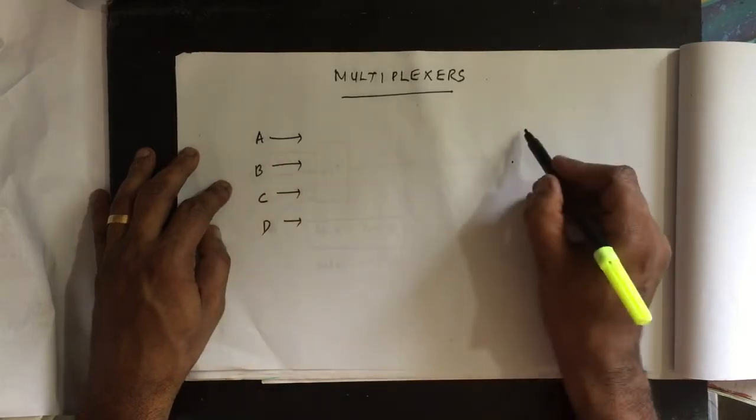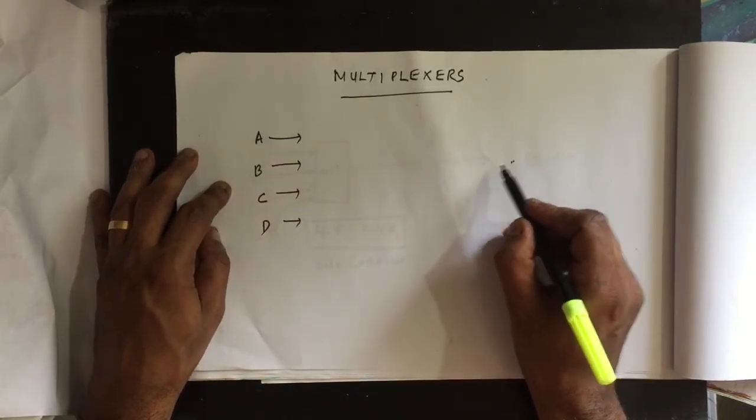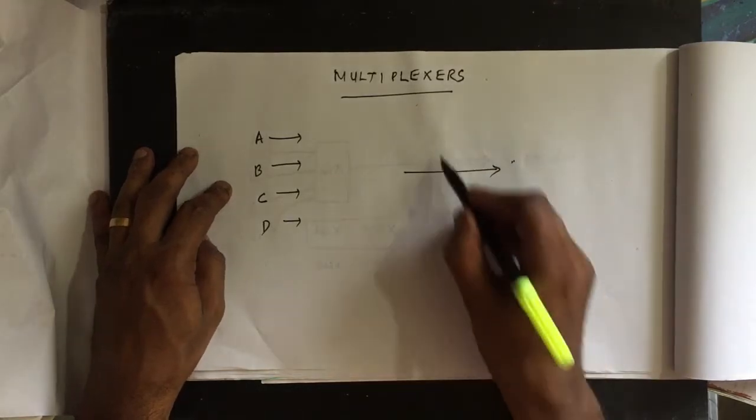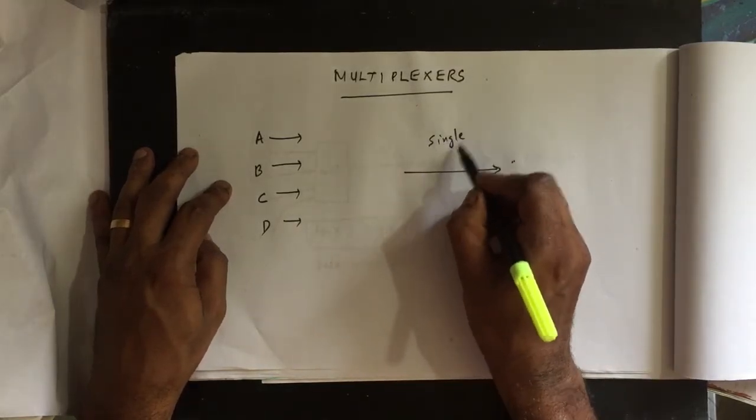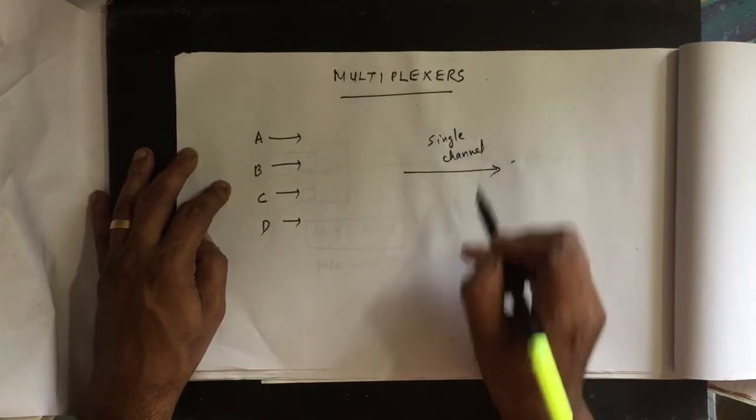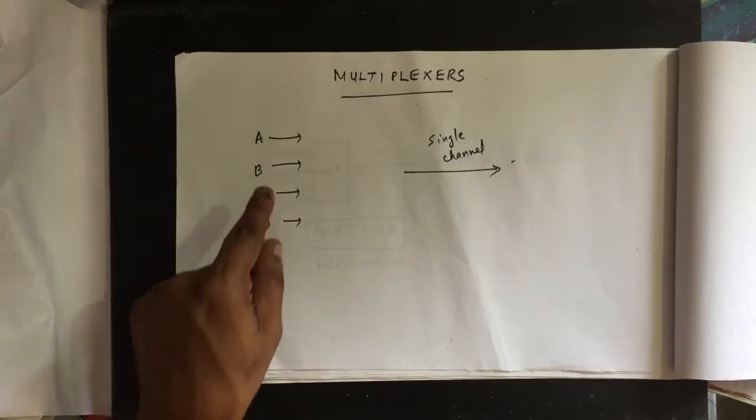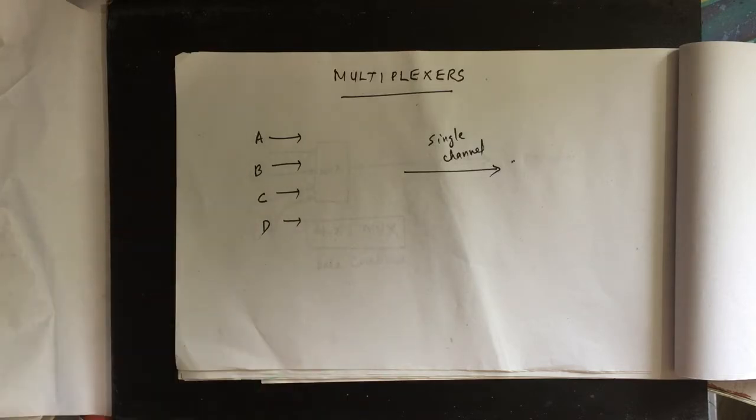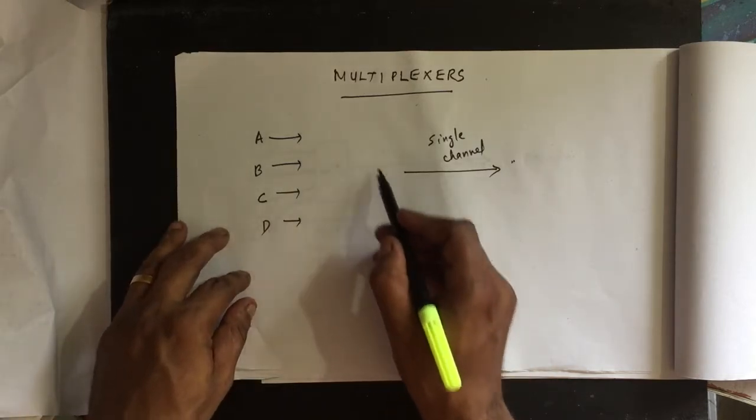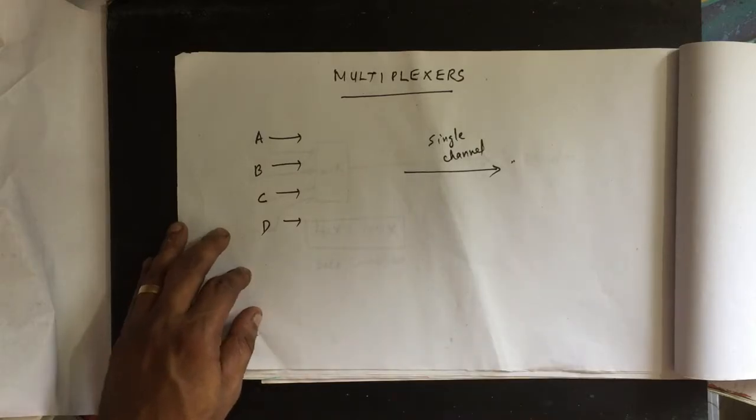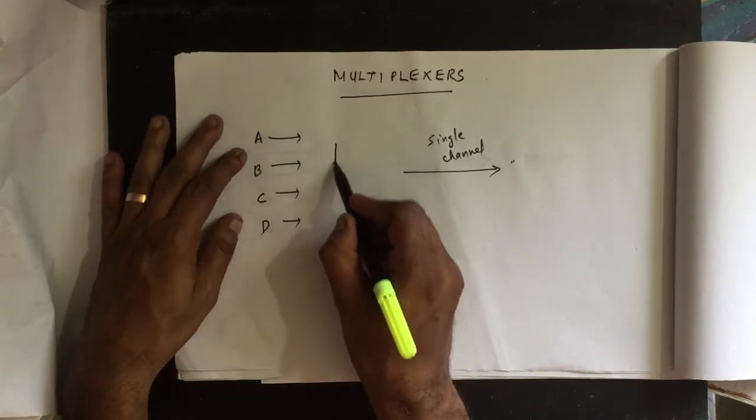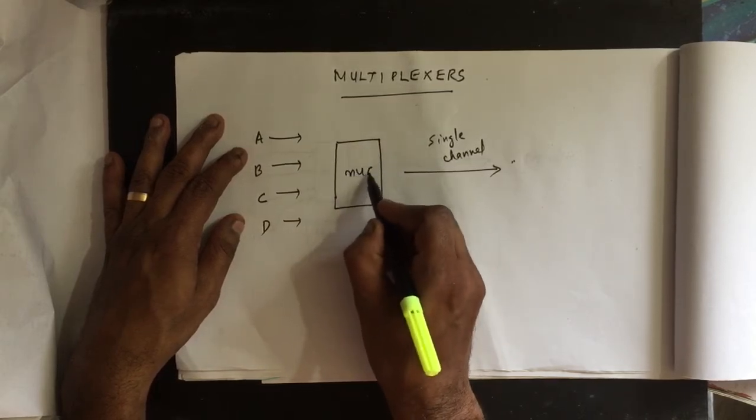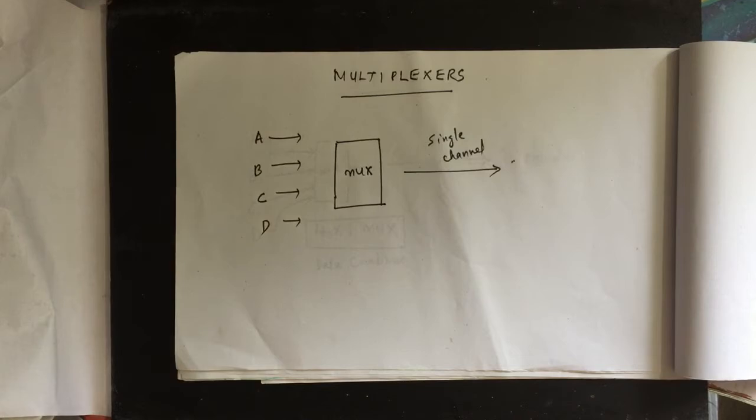So this is the source and this is the destination, and I have only a single channel, a single cable. The question is, how will I transmit? How will I transfer all this data through the single channel? That is accomplished by a device known as a multiplexer. You generally say MUX.